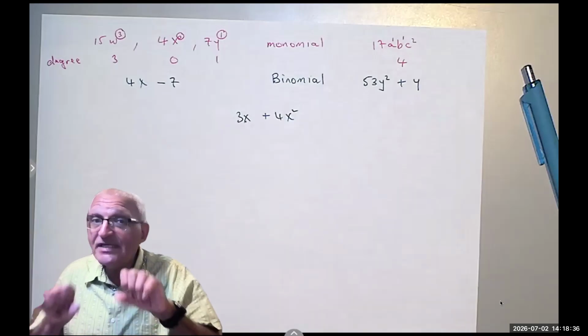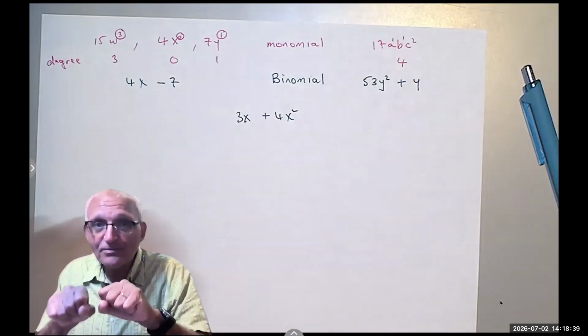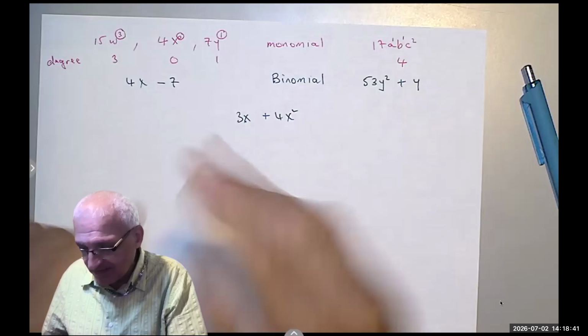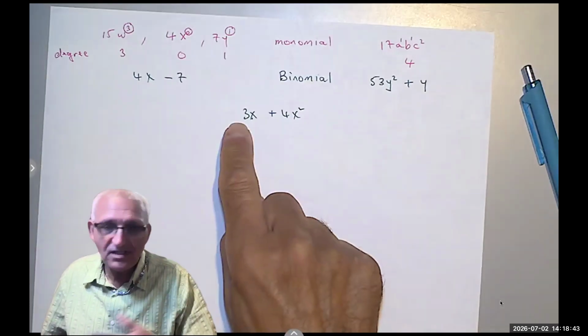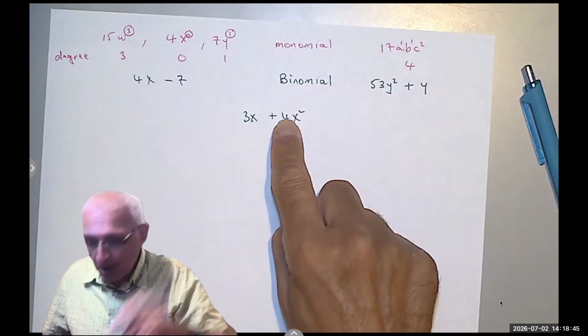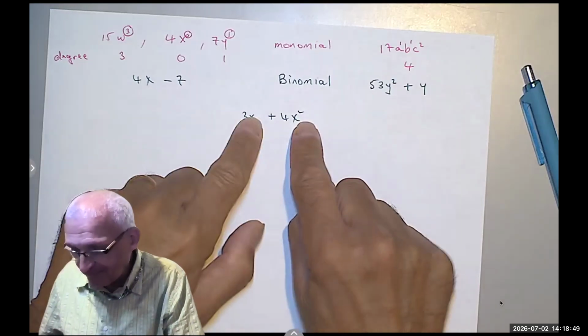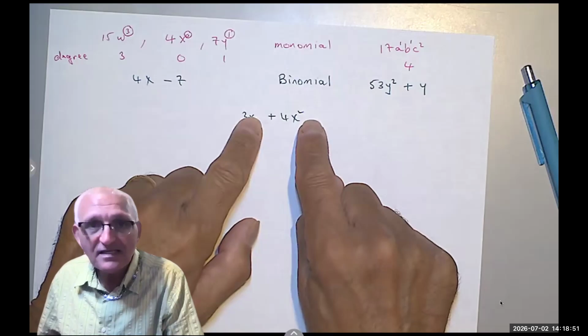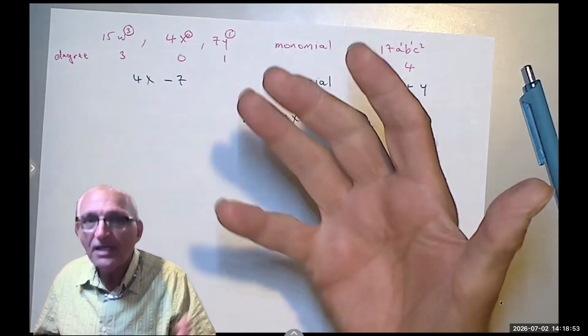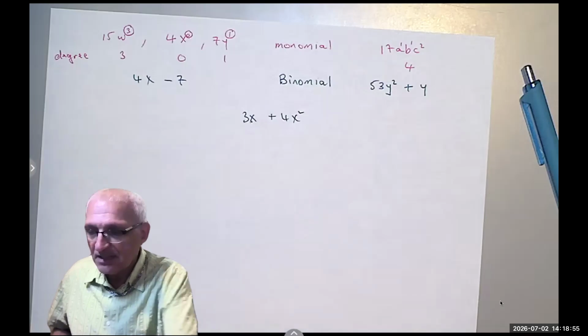Okay, so you can only add terms that are identical in their variables. Of course, this can be 3, that can be negative 15, but if that's x squared and that's x squared, or that's n to the fifth and that's n to the fifth, yes, they are of the same type, so I can add them, subtract them, and so on and so forth.